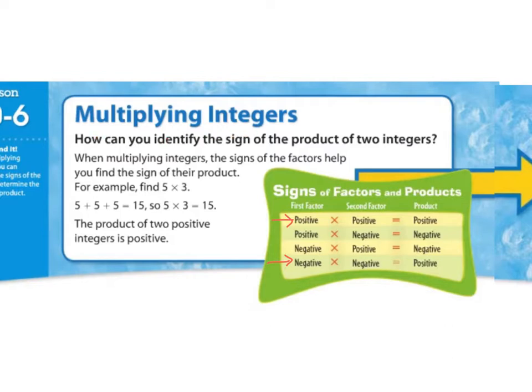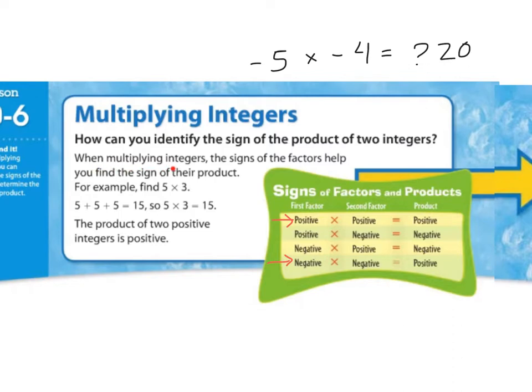Multiplying integers. How can you identify the sign of a product of two integers? They're just saying if there are two numbers, such as negative 5 and negative 4, and you multiply them, I know that 5 times 4 is 20. But is the sign in front of the 20 going to be negative, or is it positive? So here are some rules to help us.